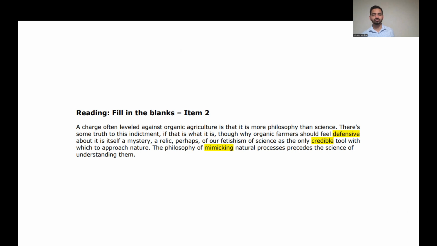If that is what it is, though, why organic farmers should feel defensive about it is itself a mystery, and this theory, or philosophy, has been put out by organic farmers. This is a mystery, perhaps, of our fetishism of science as the only credible tool. So we think that science is the only credible tool with which to approach nature. So when we are approaching nature, we should always think about science, but that's our fetishism. The philosophy of mimicking natural processes precedes the science of understanding them.